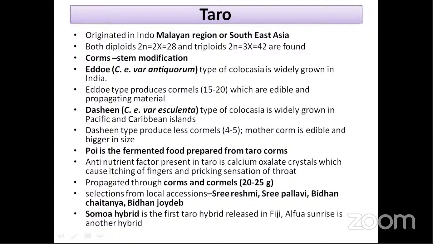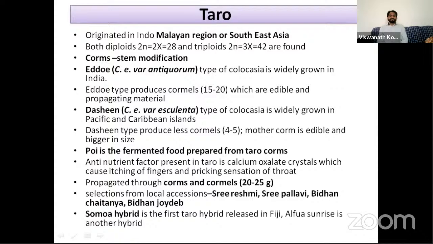In eddoe type, there is no mother corm. It produces cormels of 15 to 20. Whereas in case of the dasheen type, mother corm will be there with a few cormels, 4 to 5. The eddoe type is generally grown in India. The dasheen type is popular in Pacific and Caribbean islands.